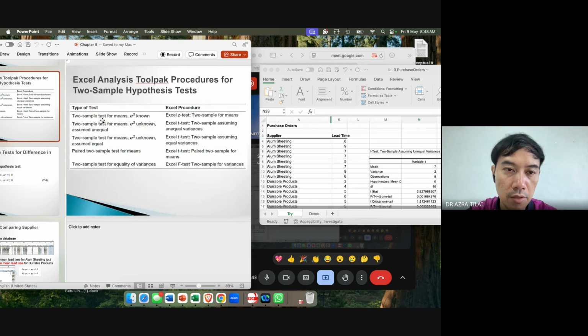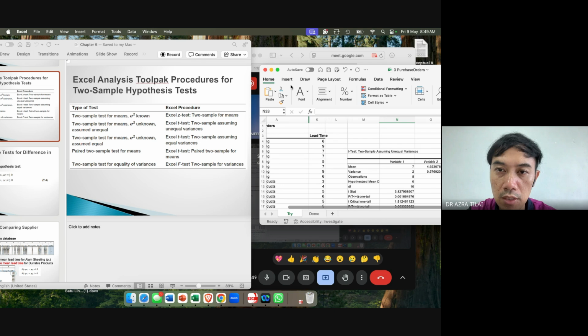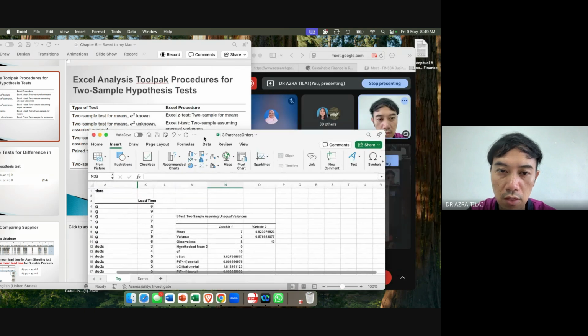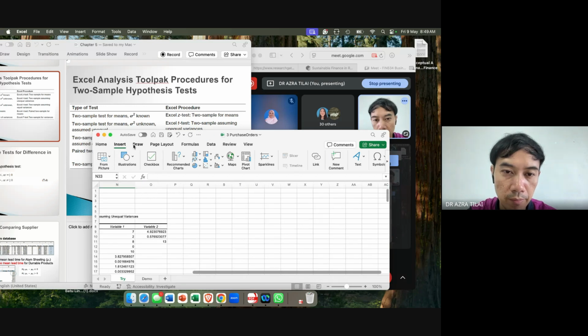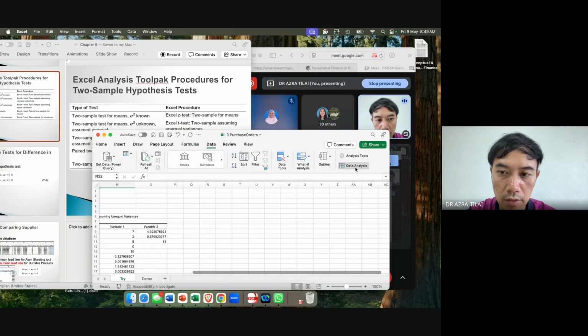Okay. Now, the first one, two sample tests for mean. Two sample tests for mean, which is known. So you use the Excel z-test to sample for mean. Okay, so where do we find it? Let's say we have this data set. So we go to the place where there is the analysis tool just now. Oh, can't see it. Okay, where's the analysis tool? Here, right? Data analysis.